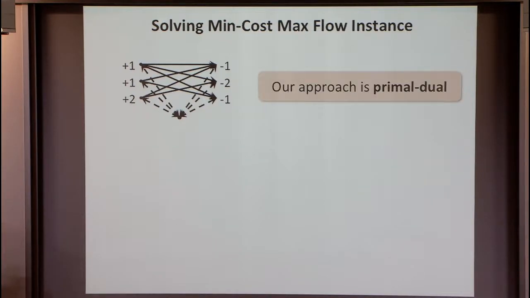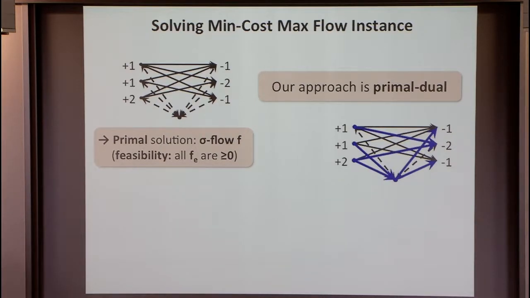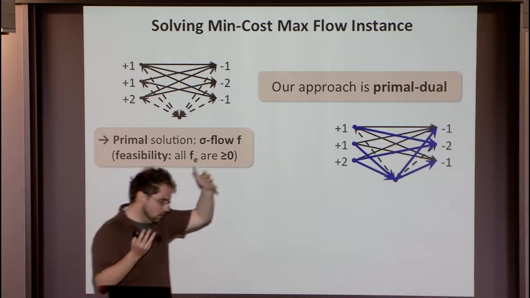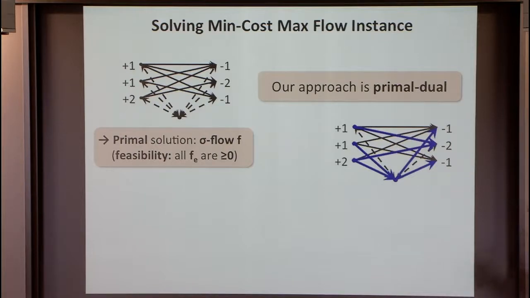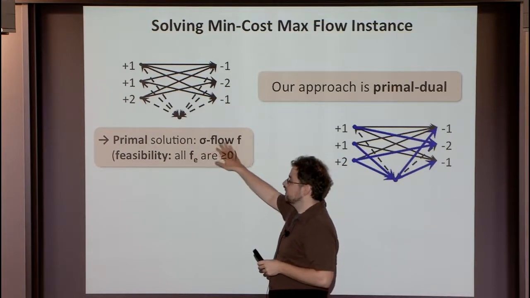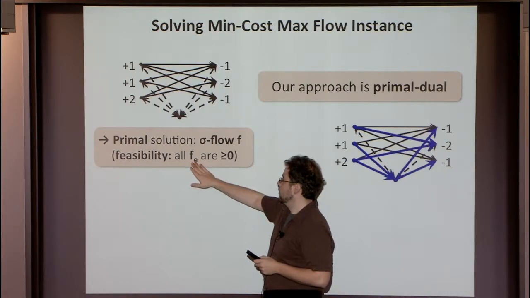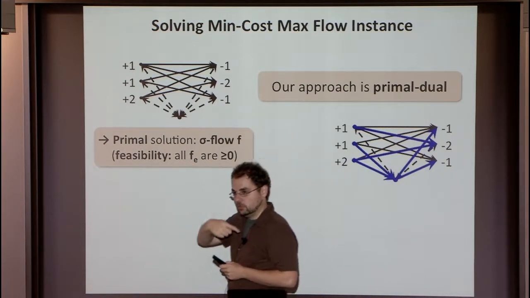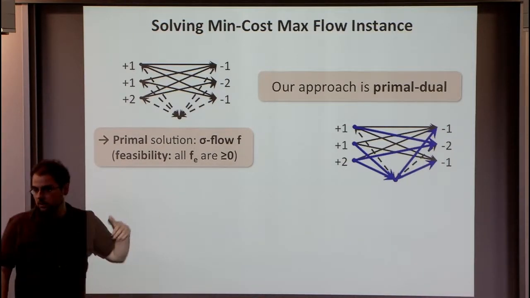What will happen? We will maintain primal and dual feasible solutions, and then try to modify both of them to reduce the duality gap, which is the gap between the lower bound on the objective value given by the dual solution and the upper bound given by the primal solution. So let us think about what the primal and dual feasible solutions look like in this case. For the primal solution, this is easy: any sigma flow, so any flow that preserves the demands given by sigma, and that also has all flows on arcs being non-negative, so it doesn't flow the other way on directed arcs.